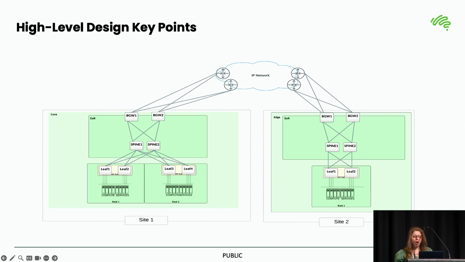Based on our requirements, we selected leaf switches that support 28 by 100 gig ports and 8 by 400 gig ports for uplinks. For spine switches and border gateways, we decided to go with the same model. We chose a model that can accommodate 32 by 400 gig ports.